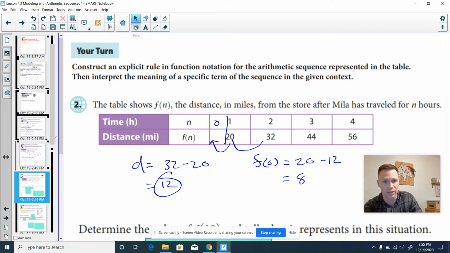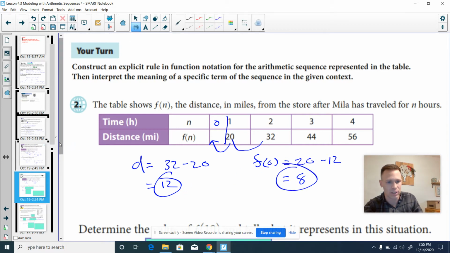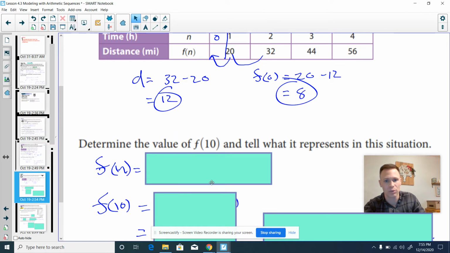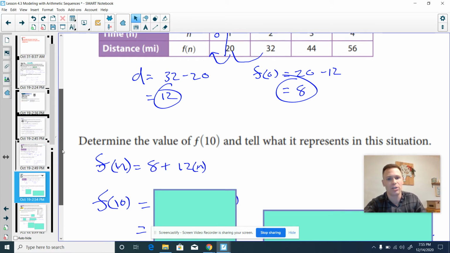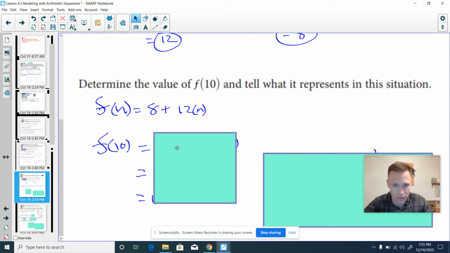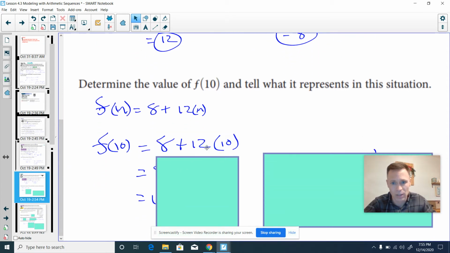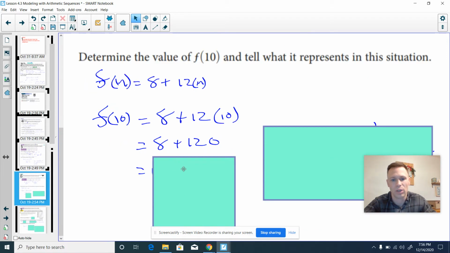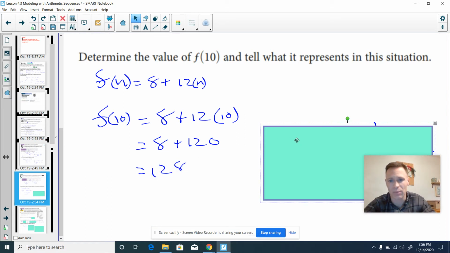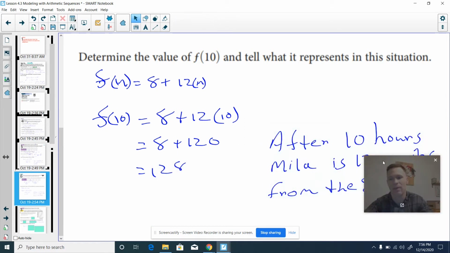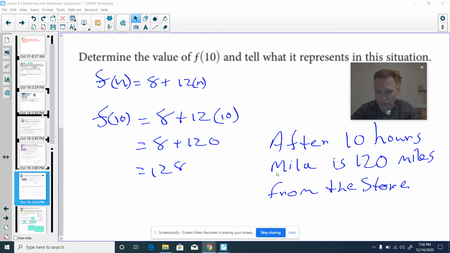So now I have the two things that I need to write my explicit rule. My explicit rule is 8, which is my f of 0, plus 12n. And now I'm going to use it to find f of 10 and figure out what it means in context. So I substitute 10 in for n. 12 times 10 is 120, plus 8 is 128. And what does that mean in context? Well, what it means is that after 10 hours, Mila is 128 miles away from the store.